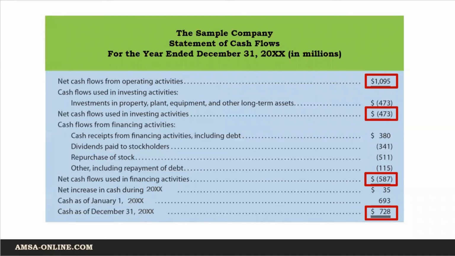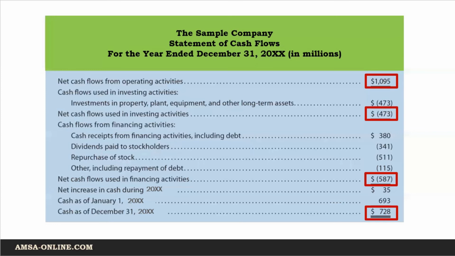During the year, the sample company's operating activities generated a positive cash flow of $1.095 billion. The sample company's investing activities used $473 million, primarily to purchase property, plant, and equipment. The sample company's financing activities used $587 million of cash, primarily due to repayment of debt, payment of dividends, and repurchase of stock. The sample company received $380 million by borrowing from creditors.